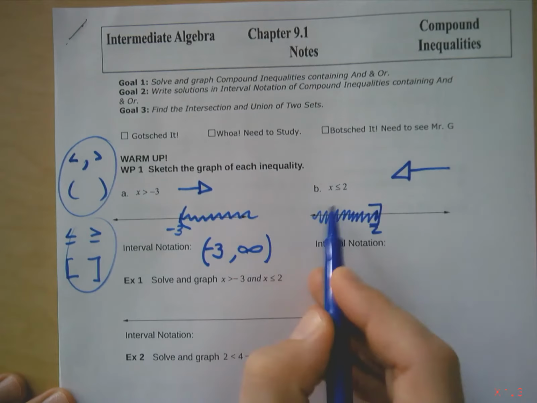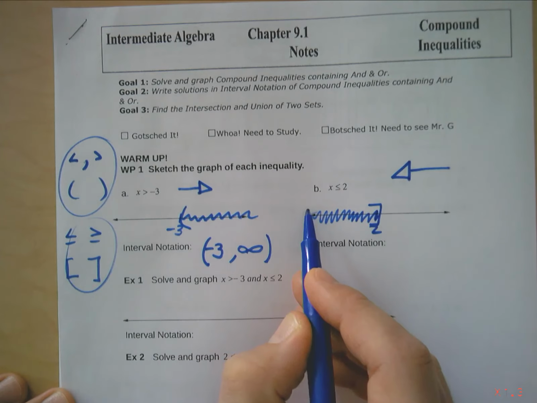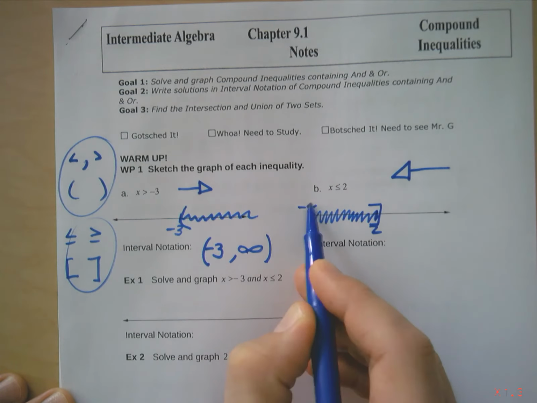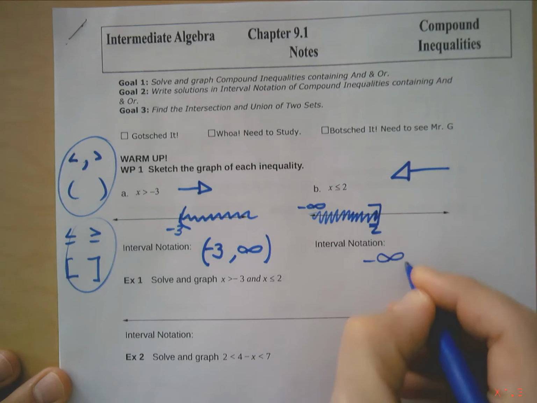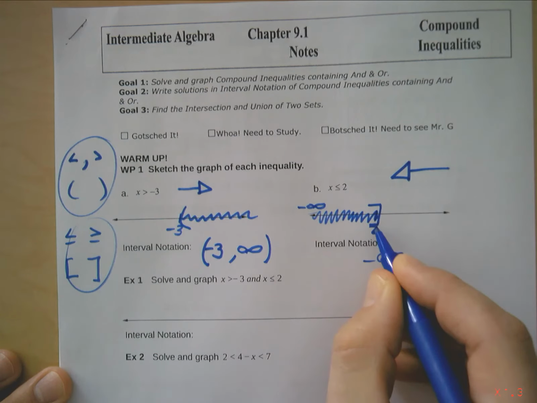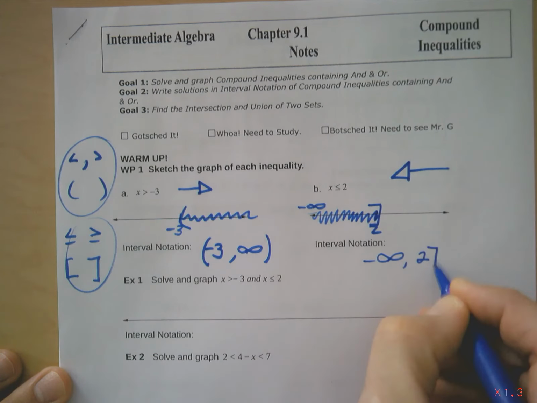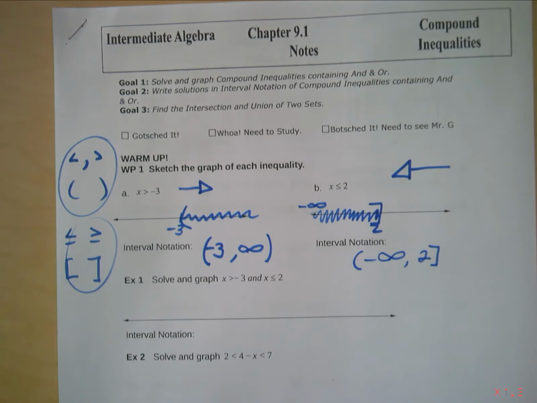So what numbers are way over here on the left-hand side? Those are the negative numbers on the left, right? So it goes from -infinity, and it stops right there at 2. So bracket on 2. So the final answer for interval notation is parenthesis, -infinity, comma, 2, bracket. And that's just a basic inequality, right? And now we're going to work on ands and ors. Does anybody have questions on warm-up number 1, A or B there? Are we okay with that?